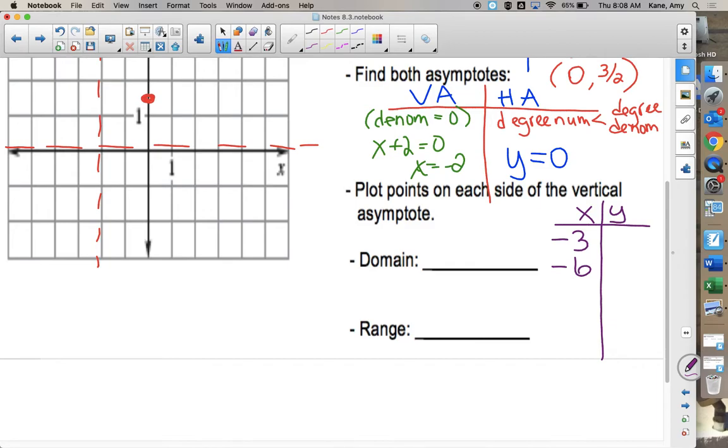On the other side, again, pick a number right next to the asymptote. So that would be a -1. And then pick something else that's a little further away. So 1, 2, 3, maybe a 4. But try and get some points that are spread out so that you can see a curve happening in your graph.